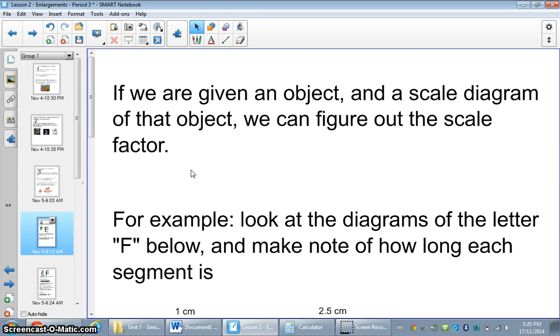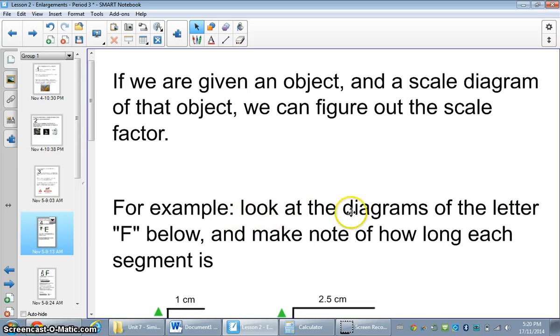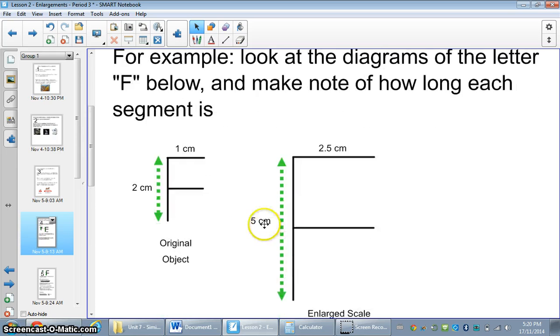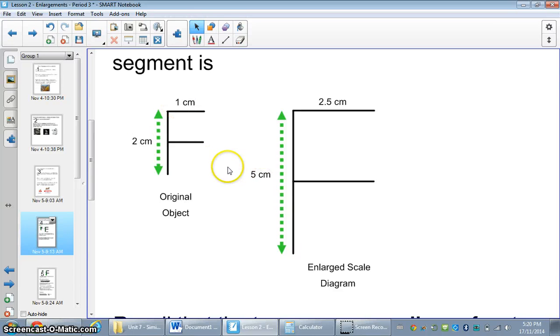If we're given an object and also a scale diagram of that object, we can calculate the scale factor. For example, look at the diagrams of the letter F's below, and make note of how long each segment is. You have a blank copy in your notes. Write down the lengths of each segment.